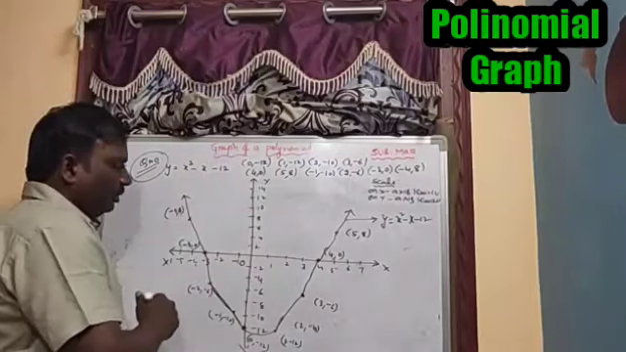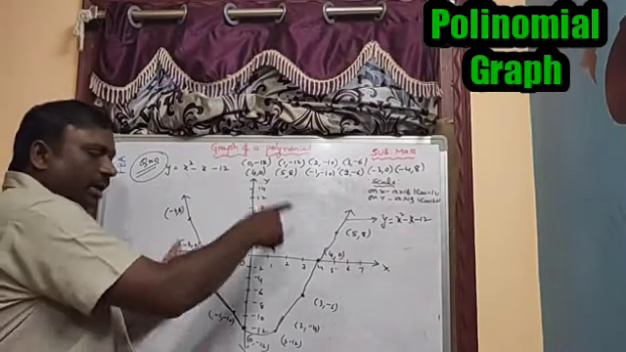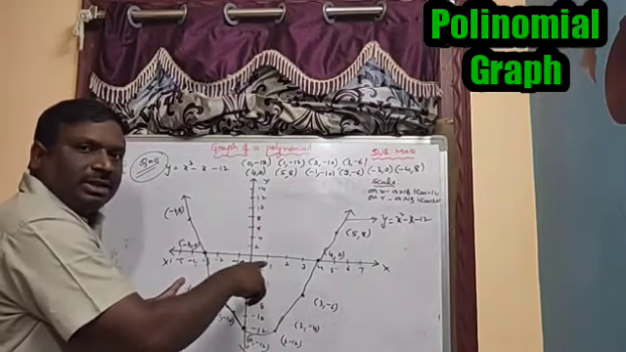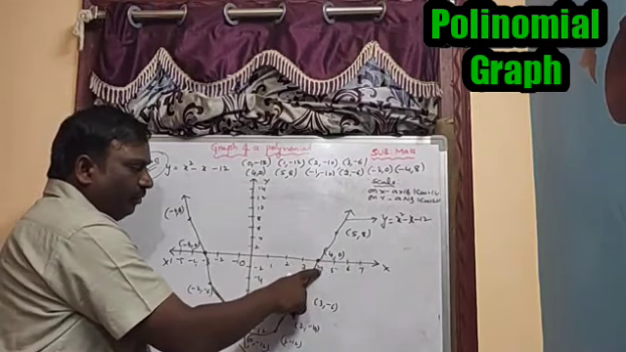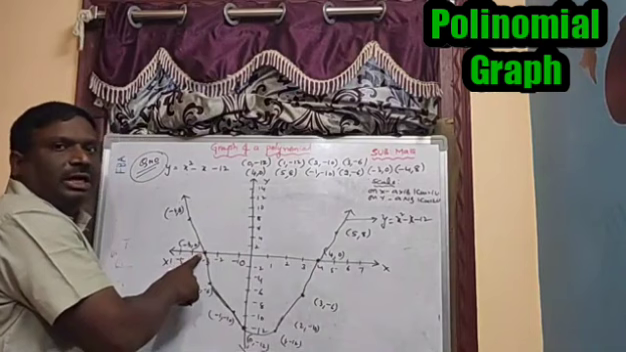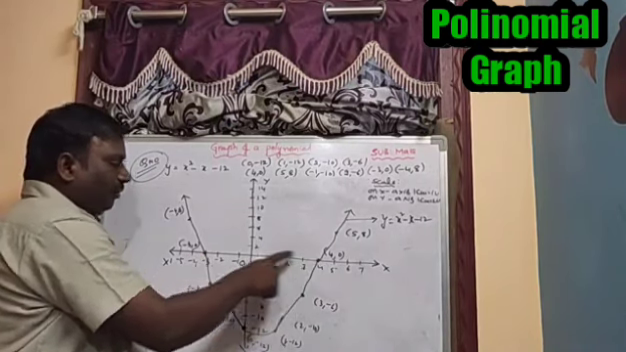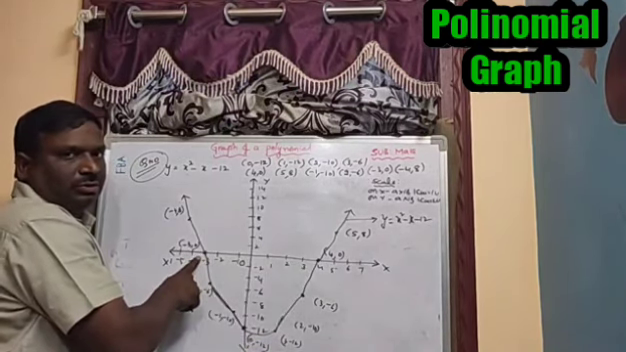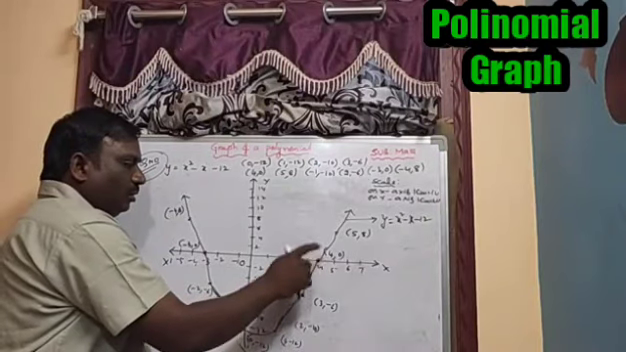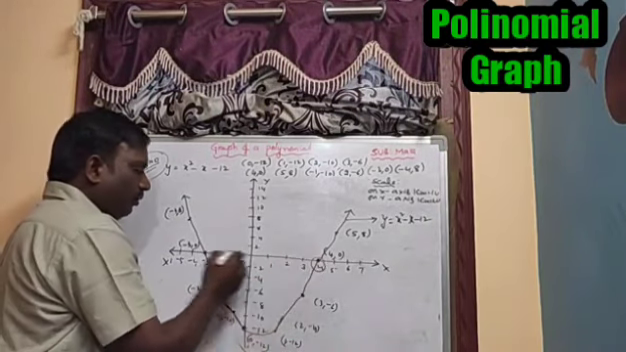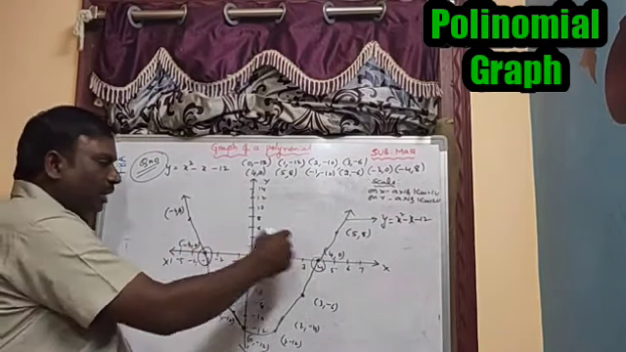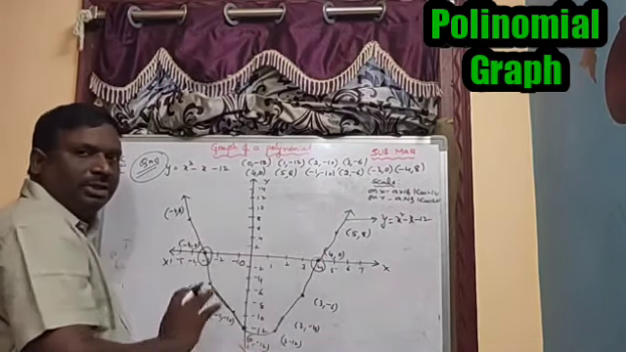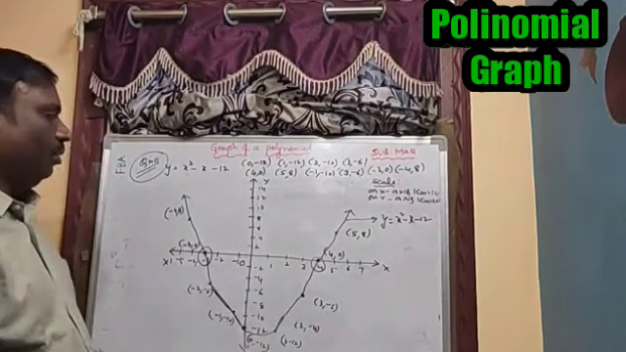Now we are taking the zeros. How to find the zeros? Whenever the graph cuts, means intersects, the x-axis, those are the zeros. Here 4 is one of the zeros, and here minus 3 is another zero. Don't mark these in a graph, I am just showing you. That's why I circled them here. 4 and minus 3 are the zeros of the polynomial.